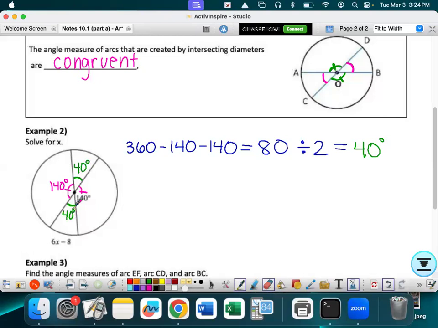You can write down whichever technique you liked, whether it was the 180 minus the 140 to get you 40, or the stuff that I have written down right now. Now, we still have not solved for x. Our entire point was to solve for x. Here I have the expression for x. Now, I should probably use green because remember that arc measure is the same as the central angle measurement. So when they're the same, I set them equal. So I can set 6x minus 8 equal to 40 and solve for x.